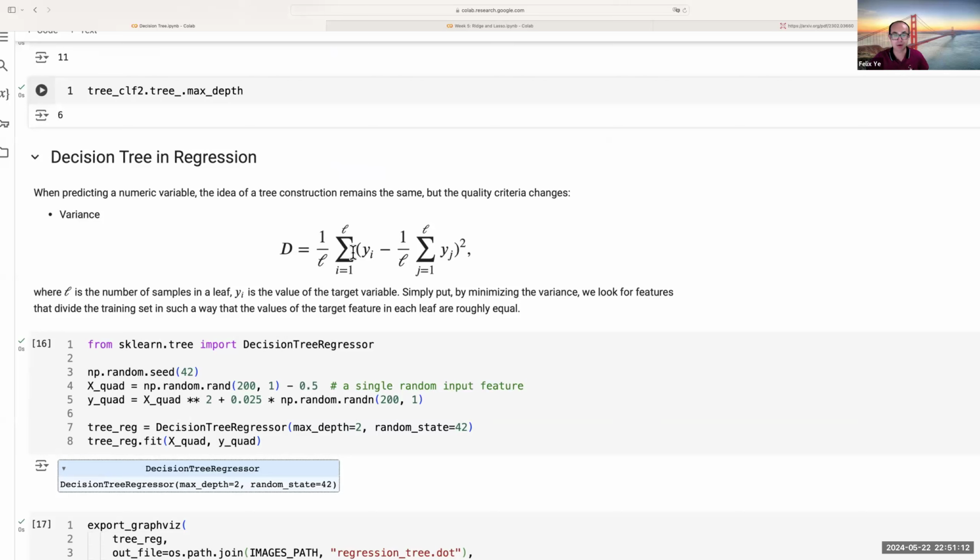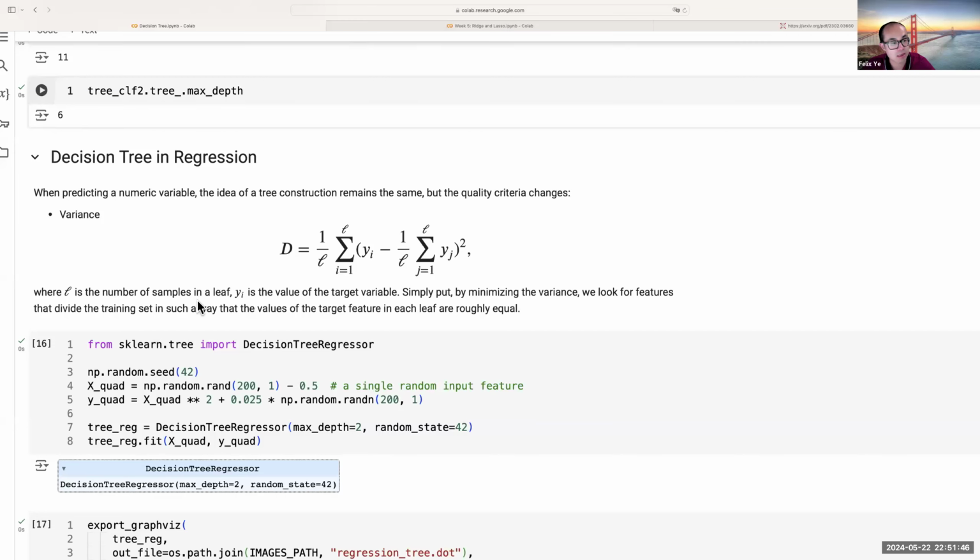For regression, they usually use an algorithm called CART. And we usually talk about this in the machine learning courses. So basically, the criterion for regression is changed. It's no longer the accuracy here. It's actually the variance that we are interested in. So basically, we are trying to minimize the variance of our predictions right here.